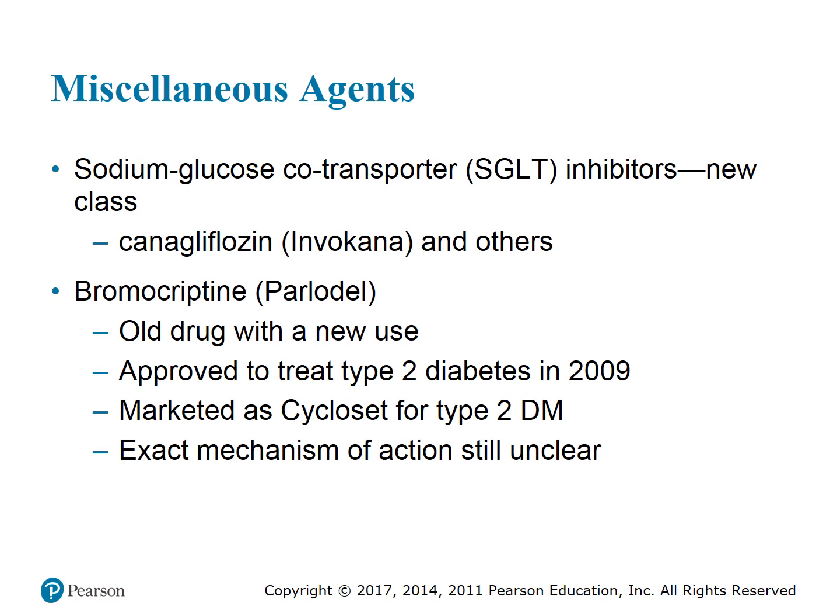So the bromocriptine is fairly old, but they're using it. It was approved for type 2 treatment in 2009, marketed as Cycloset, and that's under your other miscellaneous. And it's still unclear, so I can't tell you what the exact mechanism of action is. Does it work on the pancreas? Does it work on the liver? Does it work on the gut? Don't know.